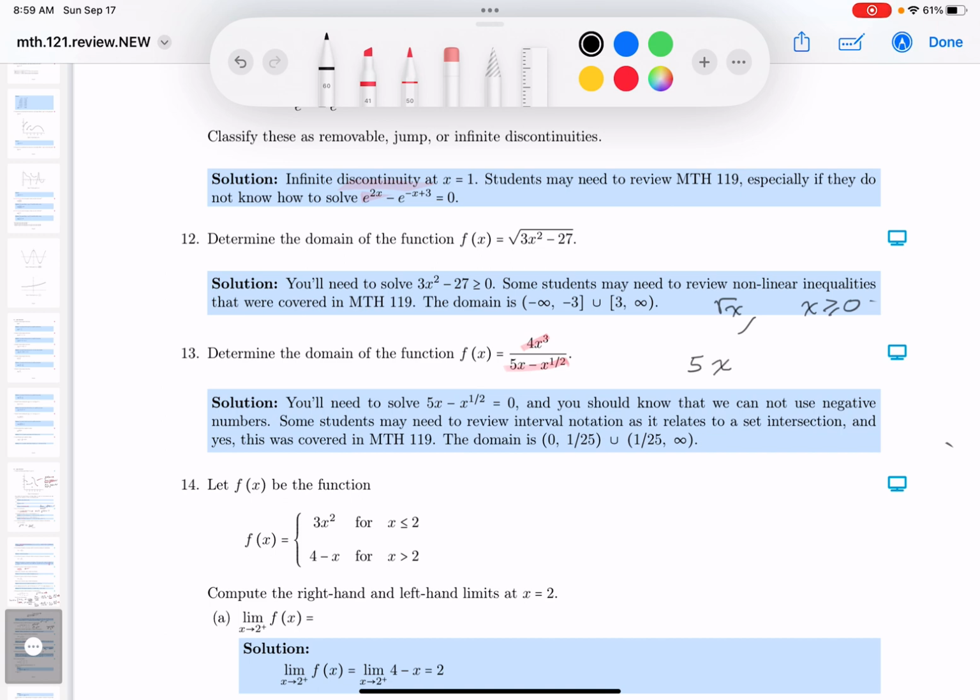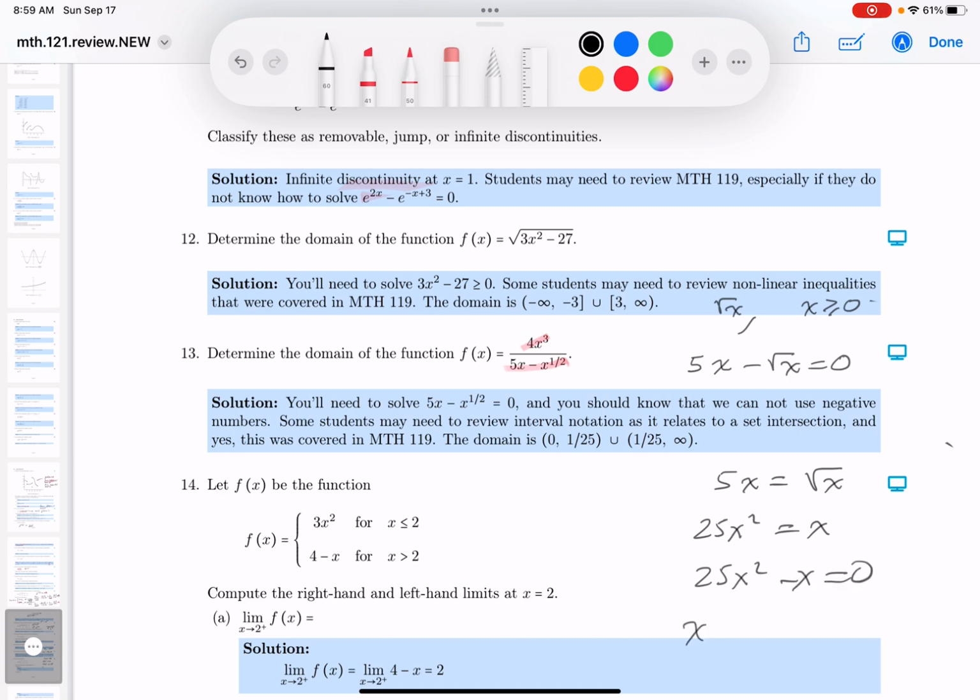So you get 5x minus the root of x equals 0. What would I do there? I don't know, maybe add root x to both sides. Maybe square both sides. You get 25x squared equals x. Let me go back and subtract x from both sides.